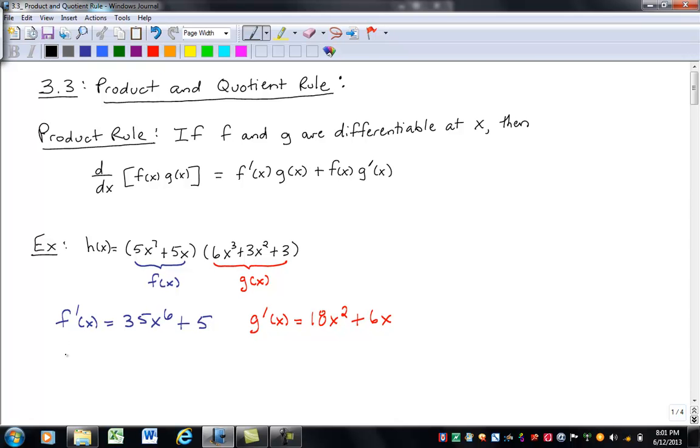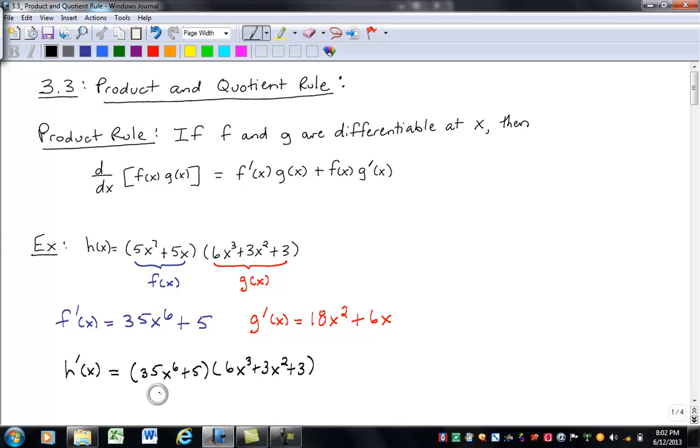Now I can find the derivative from the product rule. The derivative of my function, that's h prime of x, because my original function was called h. So the derivative of my original function is f prime, that's 35x to the 6th plus 5, times g, which is 6x cubed plus 3x squared plus 3.